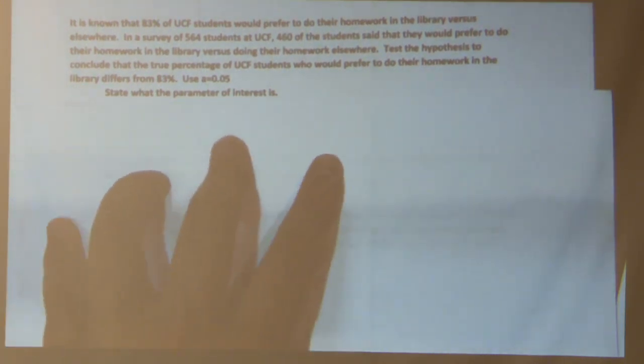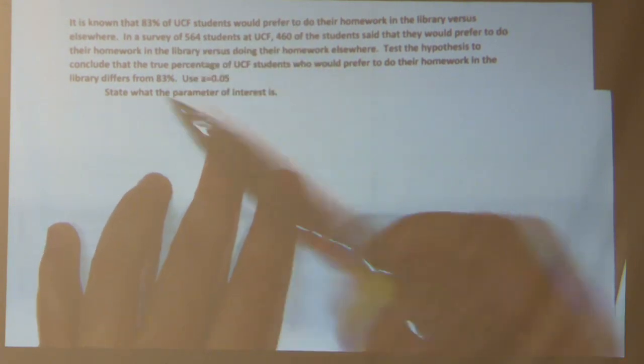So first, we need to state what our parameter of interest is. For your parameter, you have a few options, but they're always going to be the letter. No numerical values are ever going to be your parameter. For this, we're talking about percentages, and they give us different proportions in the problem. So our parameter is just going to be p.